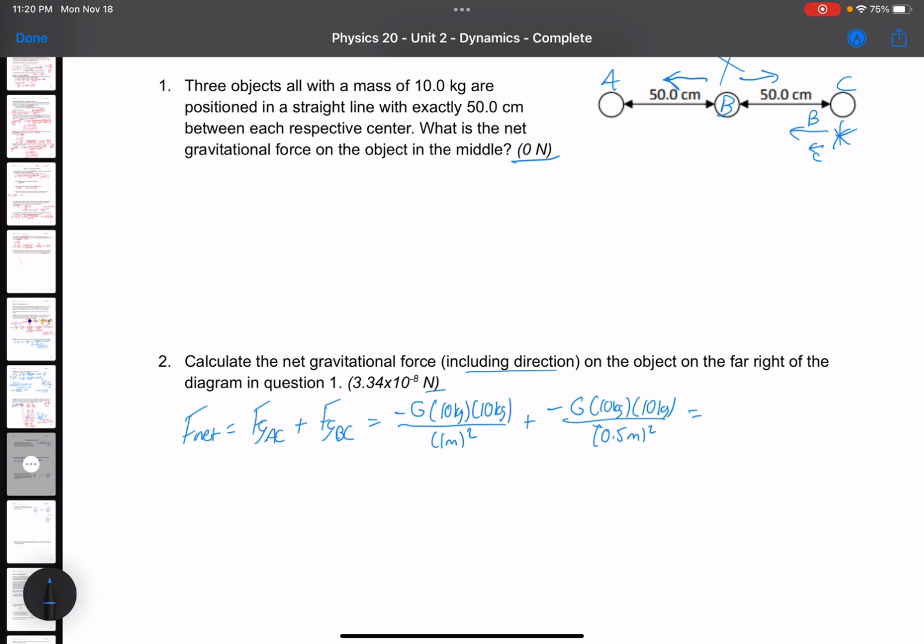Okay. So this one gives me negative 6.67 times 10 to the negative 9 newtons. And this one gives me negative 2.668 times 10 to the negative 8 newtons. Okay, and again, you wouldn't have to write those out, but I just wanted them to be there in case you're having difficulties with the calculator portion of this.